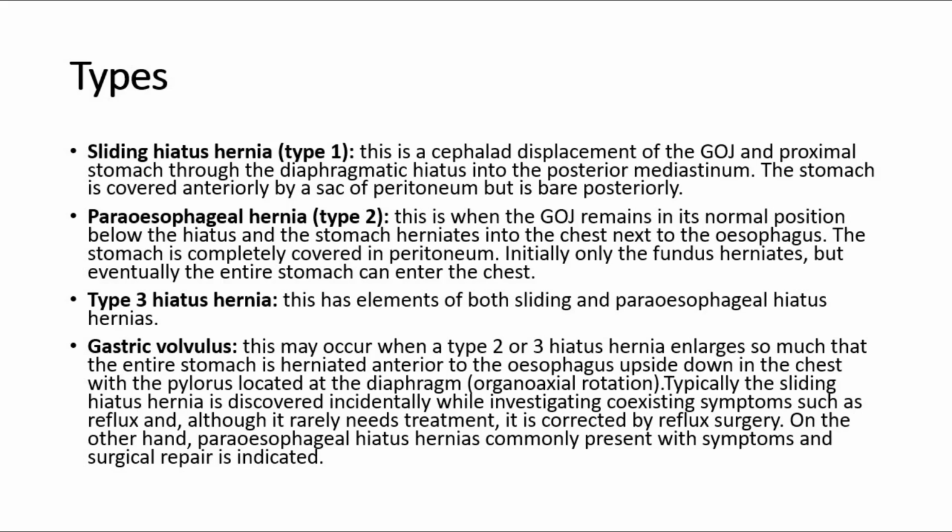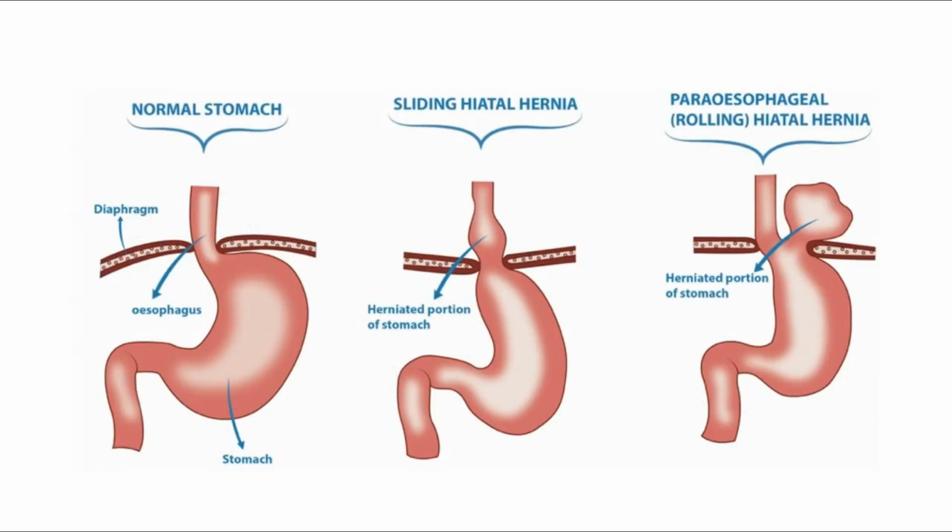Typically, the sliding hiatus hernia is discovered incidentally while investigating coexisting symptoms such as reflux, and although it rarely needs treatment, it is corrected by reflux surgery. On the other hand, paraoesophageal hiatus hernias commonly present with symptoms and surgical repair is indicated. This picture shows a normal stomach, a sliding hiatus hernia, and a paraesophageal hiatal hernia.